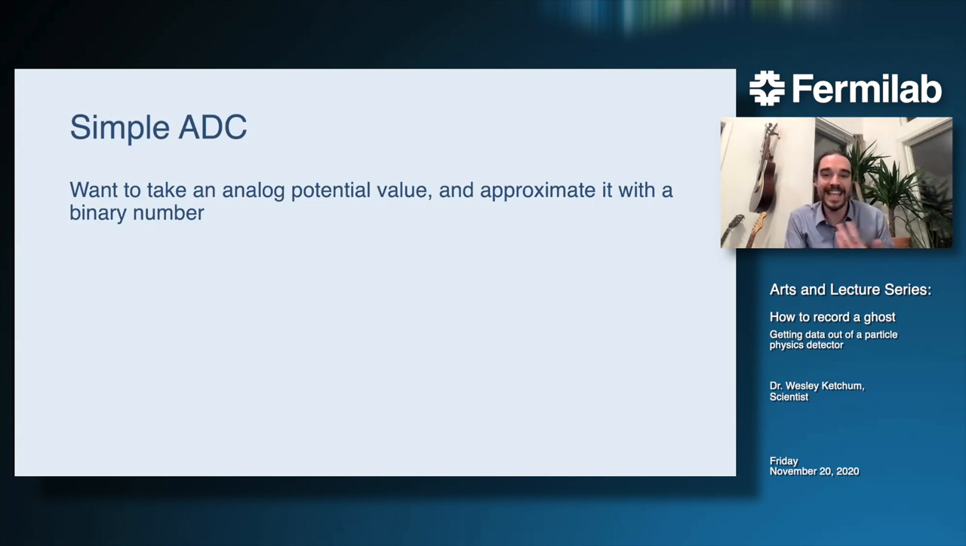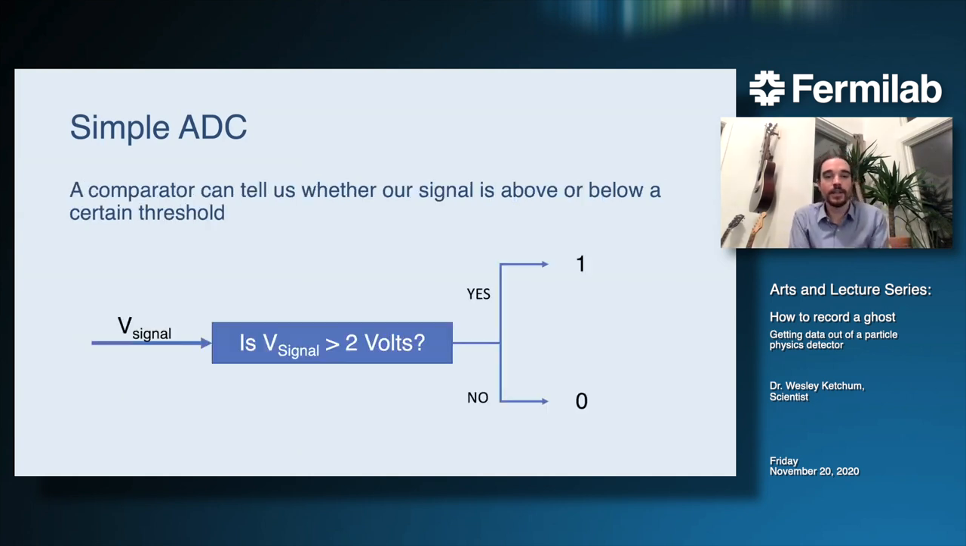What we want to do is take an analog potential value and approximate it with a number, turning that real signal, the real voltage that we're measuring, into a number that we can store in a computer. There are these things called comparators, little electronic circuits that can tell us whether our signal is above or below a certain voltage threshold.